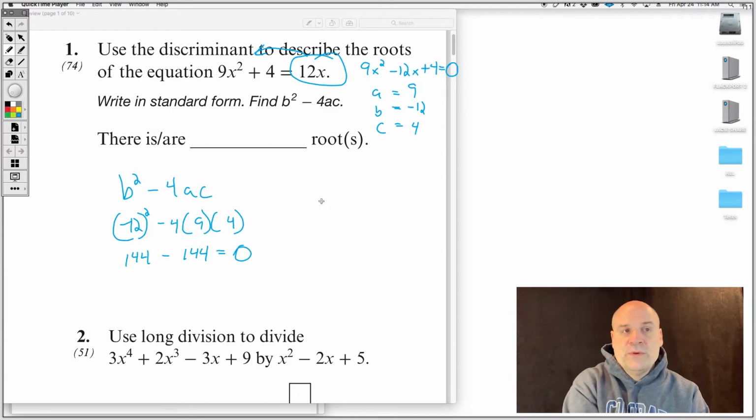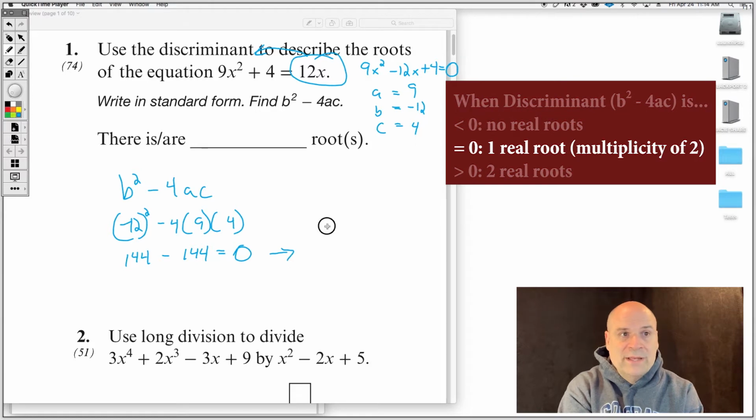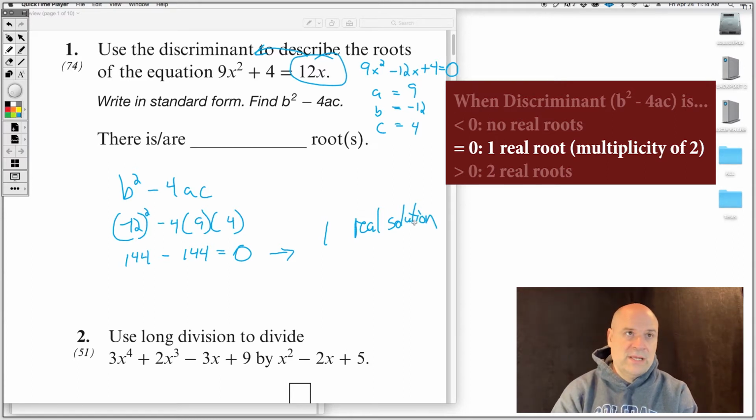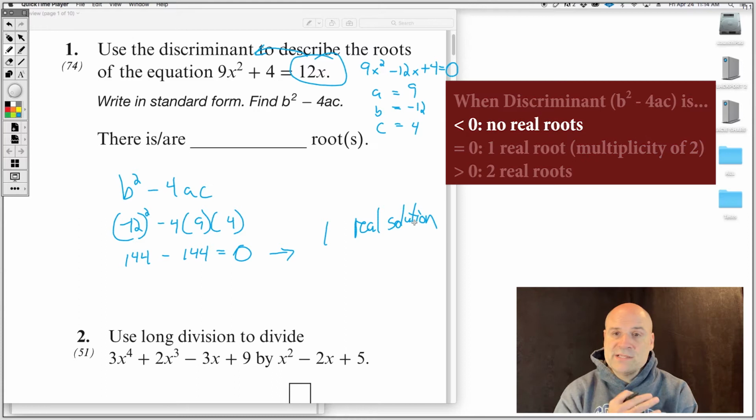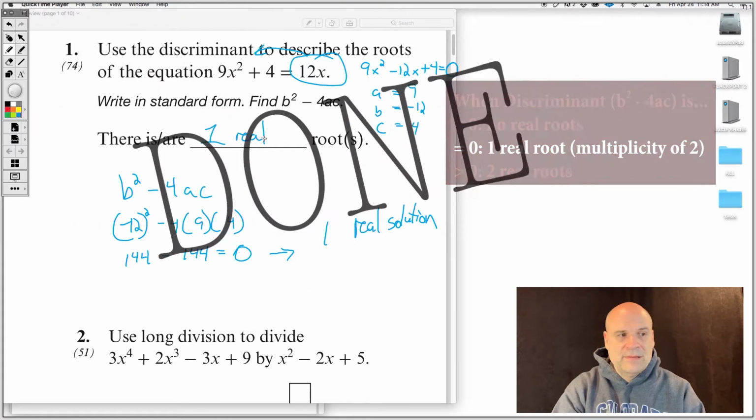Remember, when you get a 0 as your discriminant, that means you have one real solution. If you get a negative as your discriminant, you get two complex solutions, so you have imaginary numbers as part of your solutions. If you get a positive number, then you have two rational solutions, or real numbers. So there is one root, one real root.